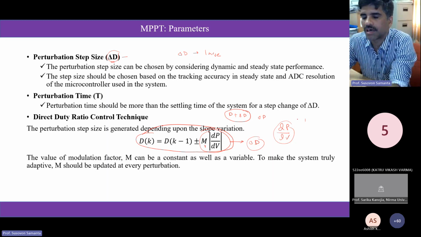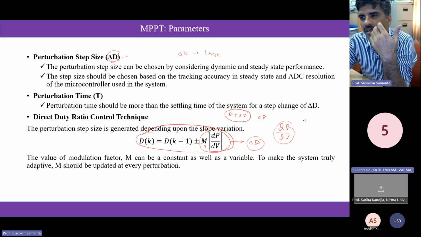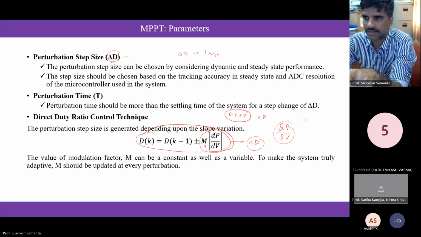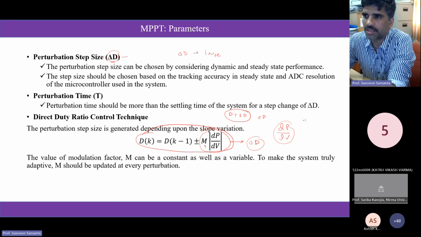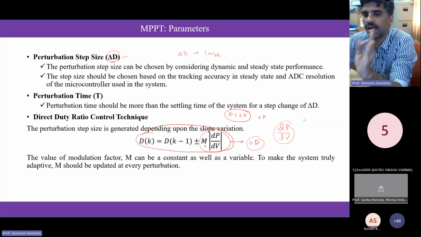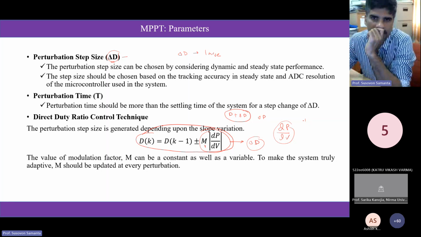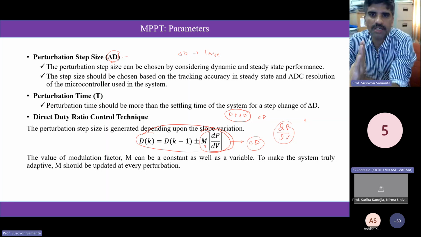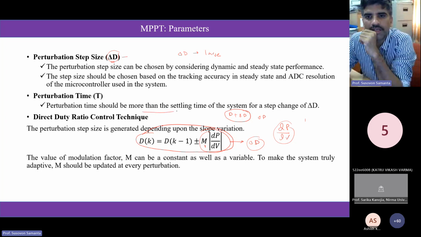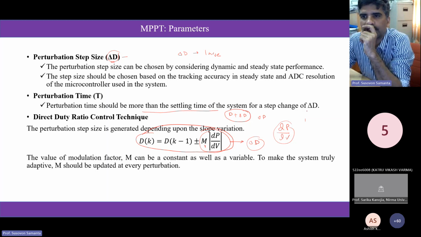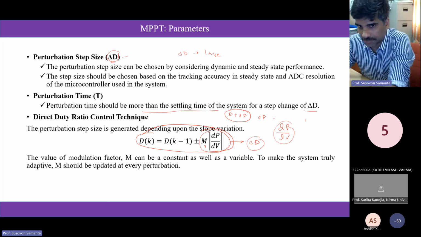depending on the dynamics of the converter, your VPV will require some time to settle. So we should give the next perturbation only after settling of the panel voltage. Your perturbation time should be such that, as already mentioned, it should be more than the settling time of the system for a step change in delta D. So these are the two important factors of the MPPT algorithm.